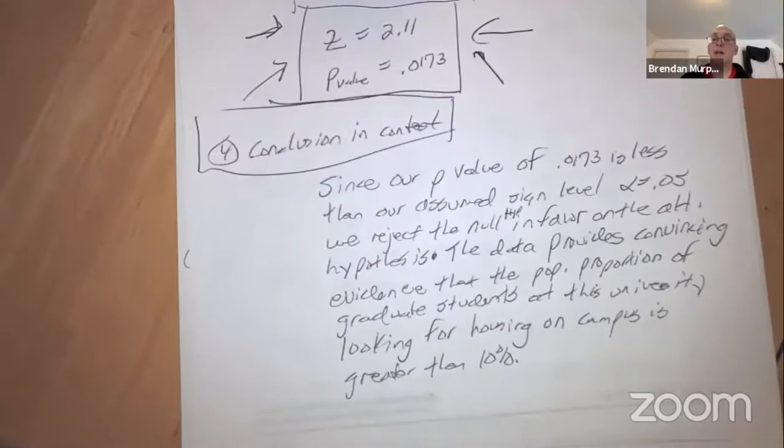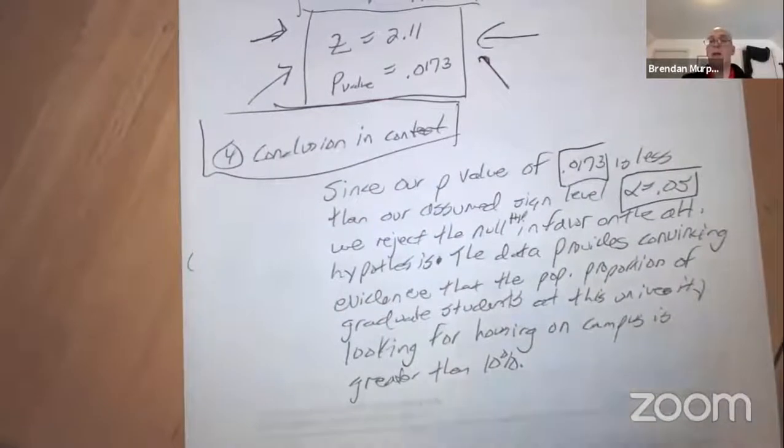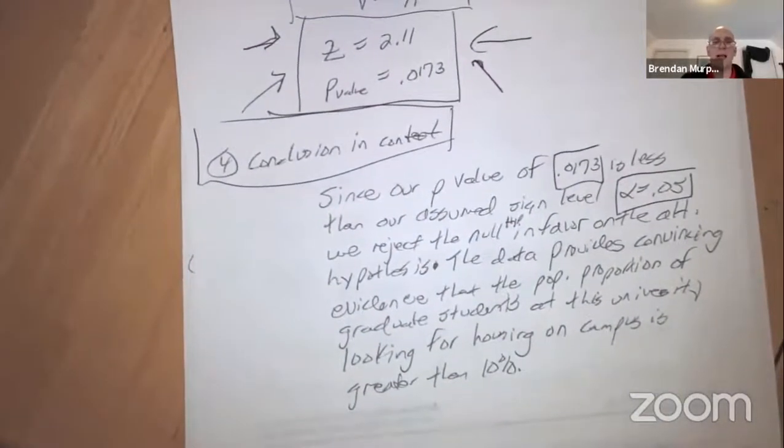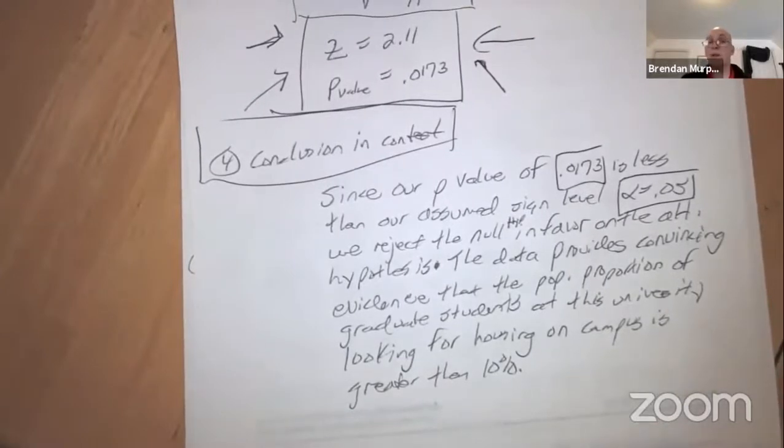But there's no context there. So my first sentence is somewhat generic. I want to compare my p-value to my assumed alpha significance level, and I want to make a decision. So I've rejected the null in favor of the alternative. I don't like the word accept, so I'll never use that in any of my conclusions.